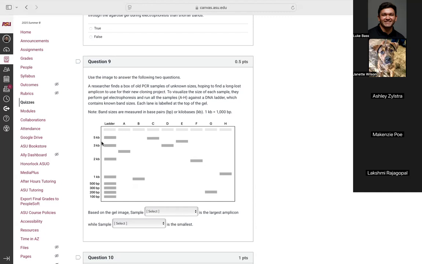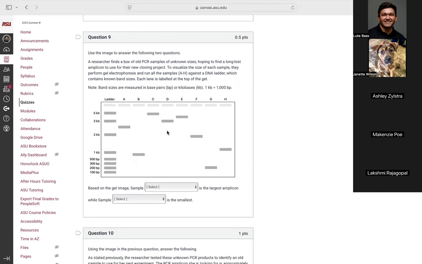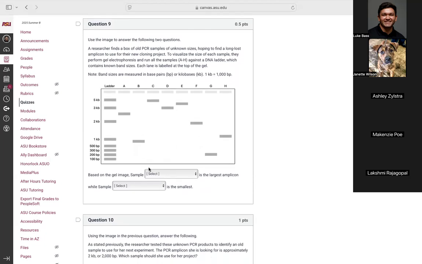The DNA ladder is really important because if you didn't have this ladder here, you would just see a bunch of bands on the gel itself. You wouldn't really know the sizes of it. You would just know that certain DNA fragments are bigger than other ones.